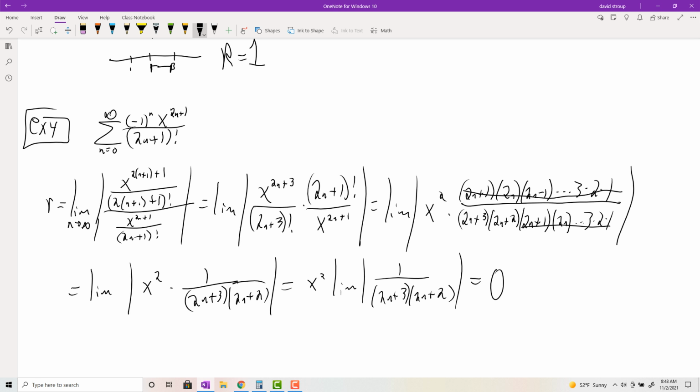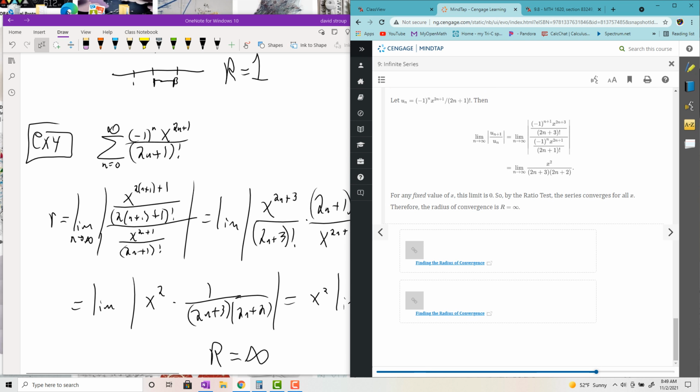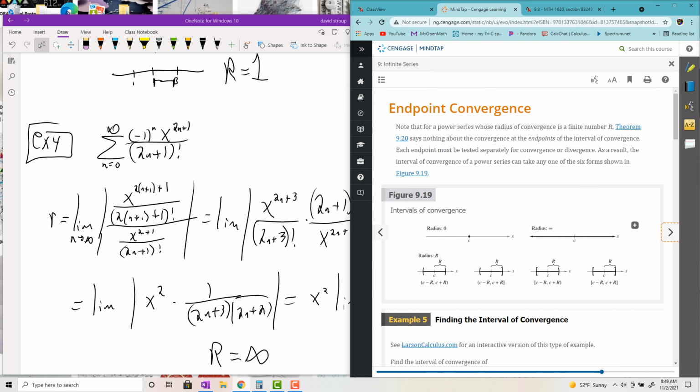And this actually turns out to be the power series for sine of x. Okay, so it's convergent for all x. In other words, the radius is equal to infinity. Okay, so it's always awesome when that happens. It doesn't happen all the time, though, unfortunately.